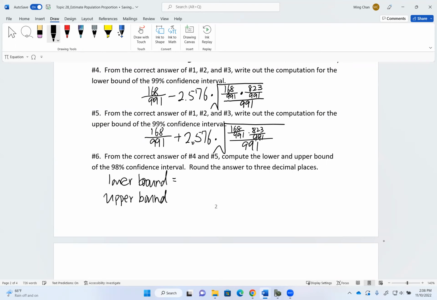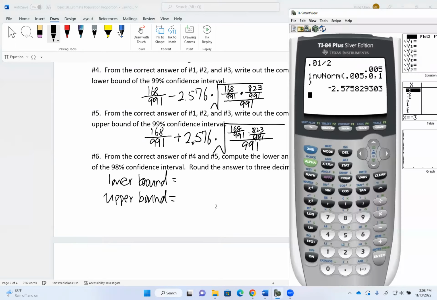The upper bound, let's see. Okay, so I'm typing carefully. The first term is a fraction, so I'm putting in parentheses 168 divided by 991, close parenthesis, minus 2.576 times parenthesis. I'm going to put all this big old square root in a parenthesis. Square root: all this fraction craziness is all underneath the square root.